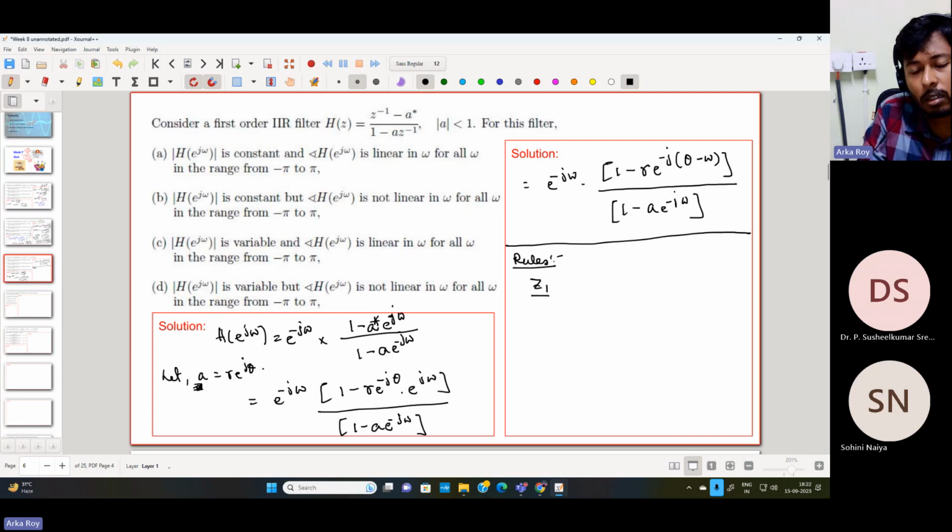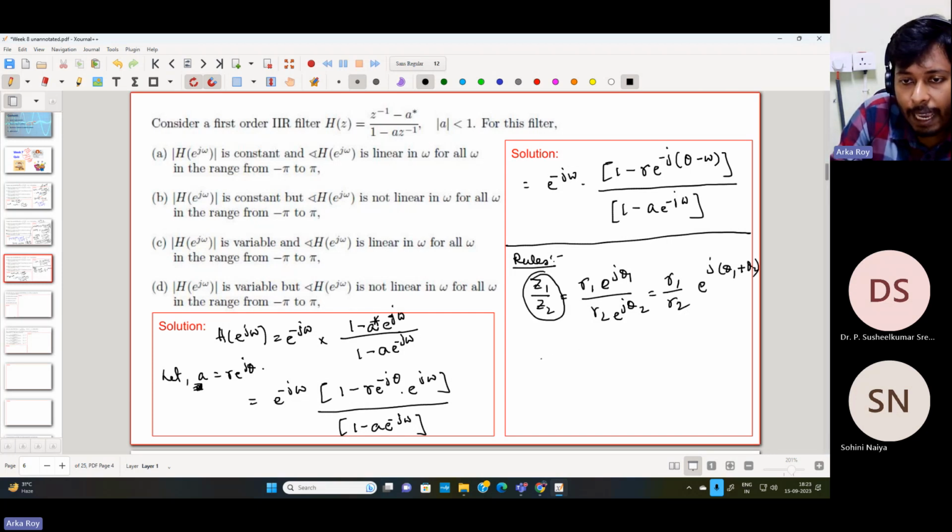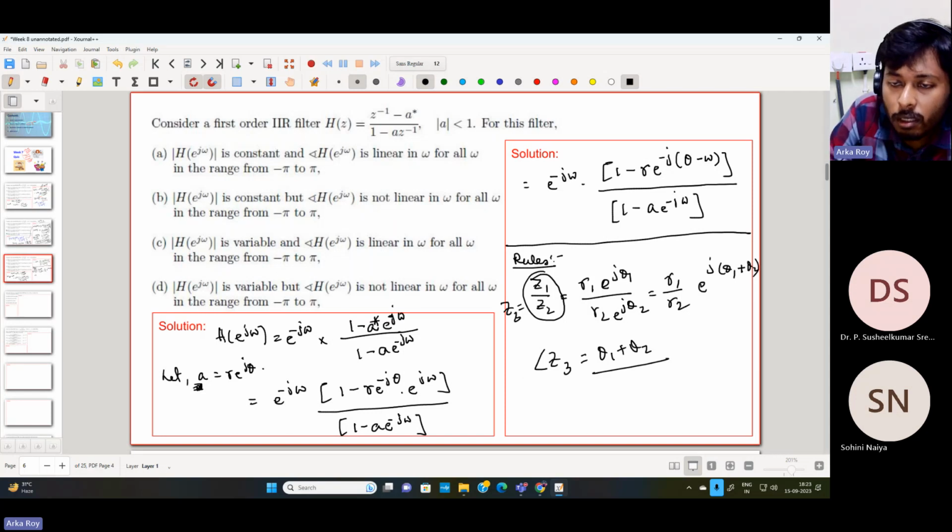So if Z1 and Z2 are two complex variables with R1 e power j theta 1 and R2 e power j theta 2, so I can write it as R1 by R2 and e power j theta 1 plus theta 2. So therefore, for this Z1 by Z2, the angle, if I call it Z3, so angle Z3 is basically theta 1 plus theta 2. So this particular form we have to keep in mind, but this particular form should be in the polar representation.